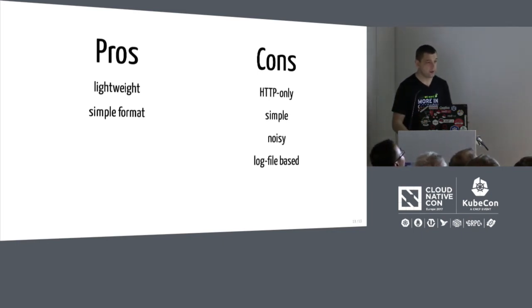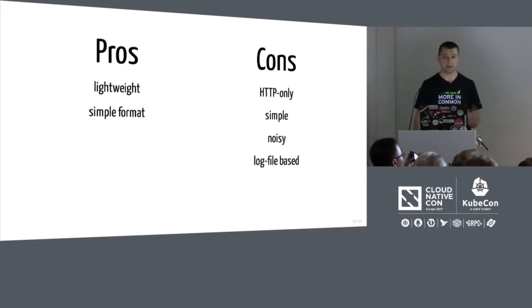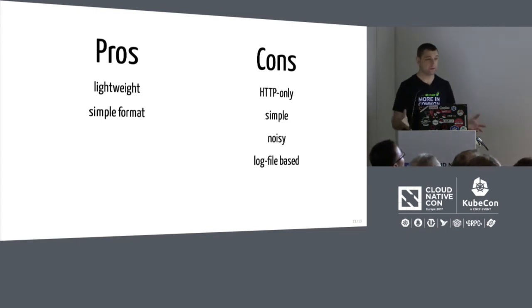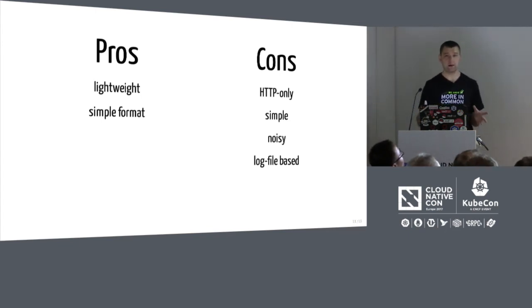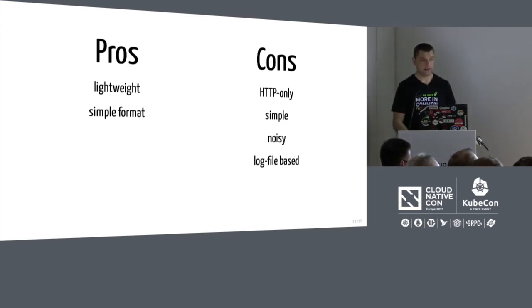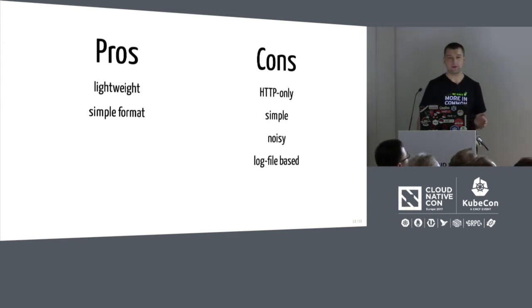Obviously, one of the big pros is that it's very lightweight. The overhead of the current implementation is almost negligible. And it's a very simple format. The format is similar to the Apache access log, so it's very easy to parse or use existing tools to parse the information. But unfortunately, it is only HTTP, so there is no deeper inspection into what was modified, how the actual object that was passed through looked like, what was happening with the object. And as I said, it's very noisy.